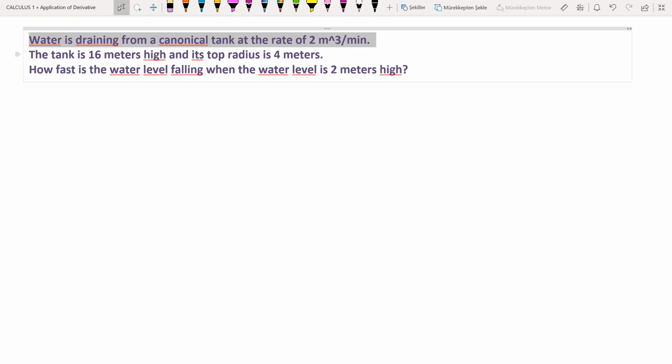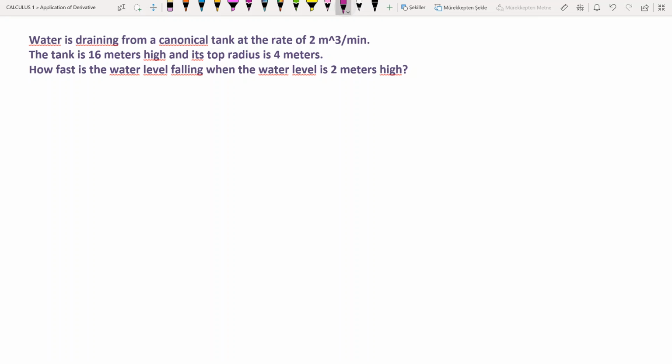Hi everyone, I continue to solve problems on related rates. Water is draining from a conical tank at the rate of 2 meters cubed per minute. The tank is 16 meters high and its top radius is 4 meters. How fast is the water level falling when the water level is 2 meters high?